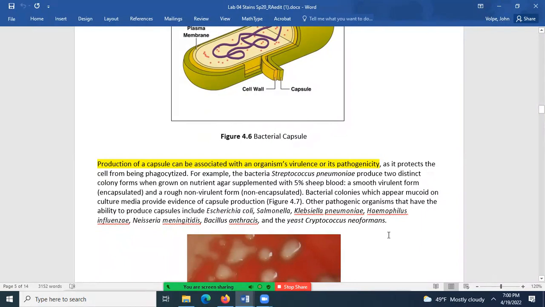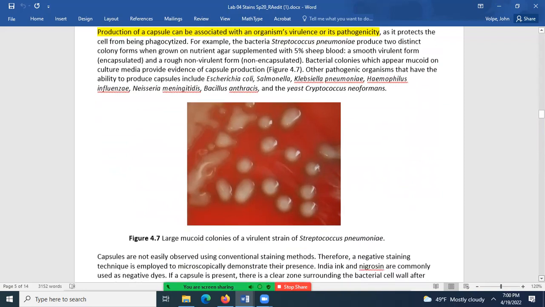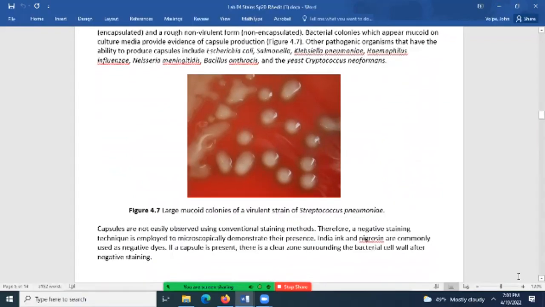A capsule is important for cells because it can be associated with the organism's virulence or assist in its pathogenicity, meaning a cell that has a capsule is more virulent or harsher on the patient. It's more pathogenic than a cell without the capsule. And you can read about different cells that have a capsule. The capsule also makes the cells look mucoid. The reason why these colonies look mucoid is because they have a capsule.